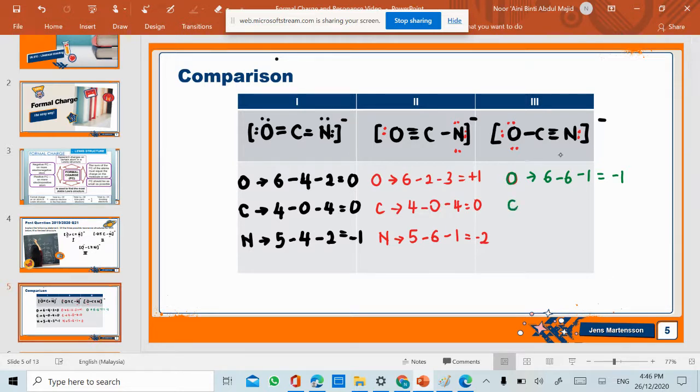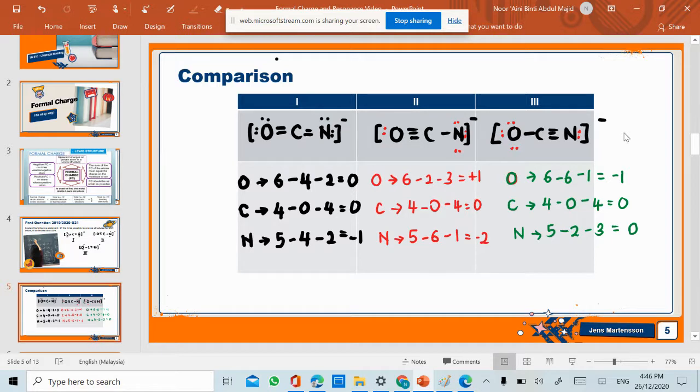Okay, and then carbon, we have 4 valence electrons minus. Do we have any dots around carbon? No, therefore 0 minus. Okay, how many bonds? 1, 2, 3, 4. And that gives us 0. And finally, for nitrogen, we have 5 minus dots, 2 dots there. And then minus 3 bonds. And that gives us 5 minus 2 minus 3 is 0.